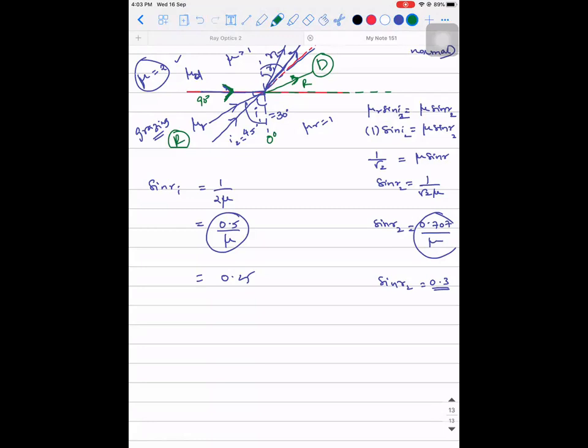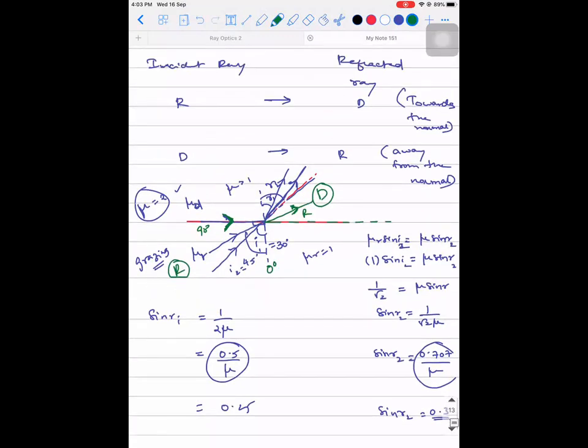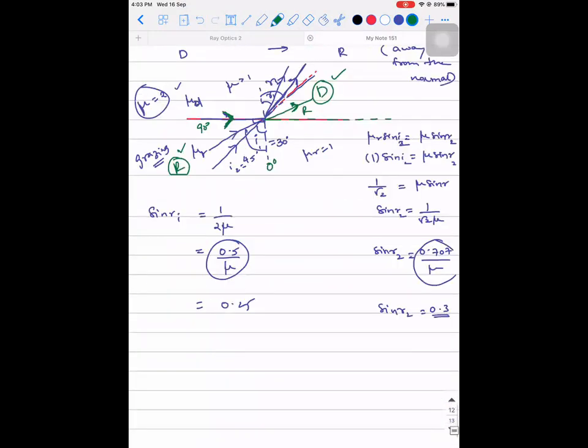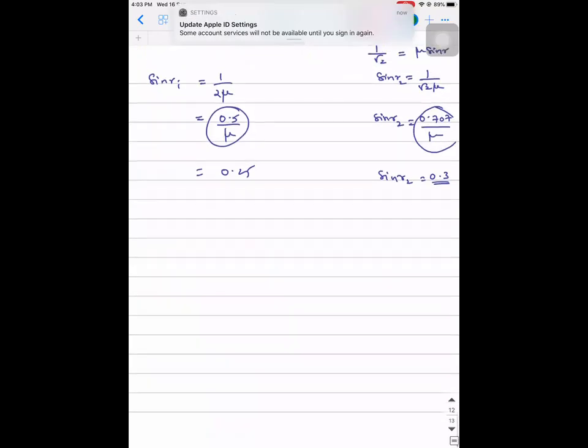So what we are trying to say here is, in the case when the light is traveling from rarer to denser medium, there is no question of reflection. Then what should happen? We have to try the other scenario and see. When you try the other scenario, now you will have clarity.